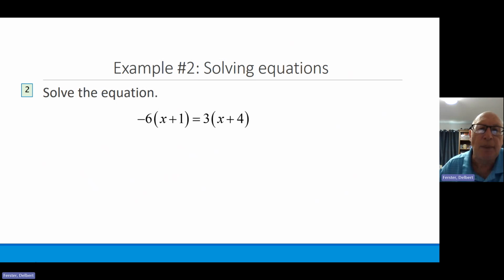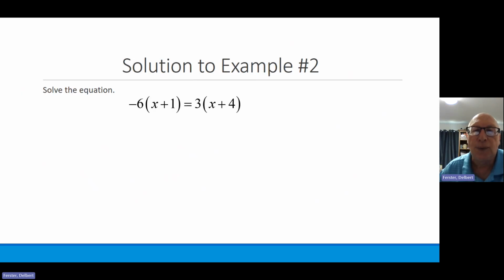Problem 2, welcome, distributive, showing up. You and I are going to distribute. So the negative 6 is going to hit everything on the left side. The 3 is going to hit everything on the right side. So just make sure the negative 6 affects both the x and the 1. And on the right side, the 3 affects both the x and the 4. So there's your first step coming at you. That's how we get to the negative 6x minus 6. That's how we get to the 3x plus 12.